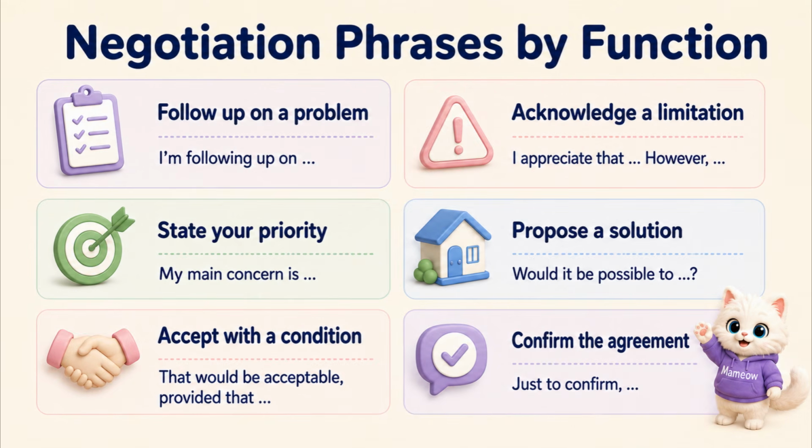Let's check negotiation phases by function. First, "I'm following up on" refers to an issue that has already been reported. Next, "I appreciate that" acknowledges the other person's limitation before "however" introduces your concern. Next, "my main concern is" identifies your priority. Next, "would it be possible to" introduces a polite proposal. Next, "that would be acceptable provided that" accepts an offer with a condition. Lastly, "just to confirm" checks the final details. Using phrases according to their function makes your negotiation organized and precise.